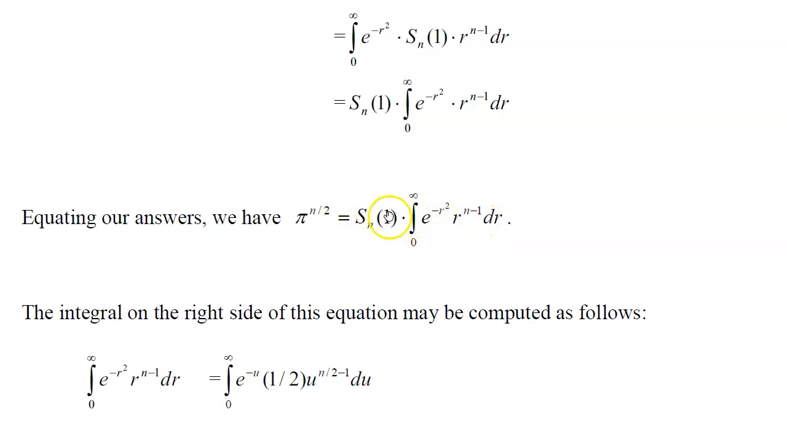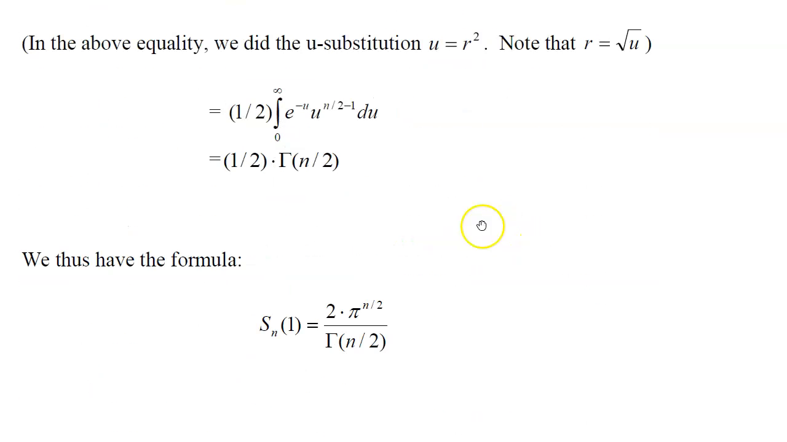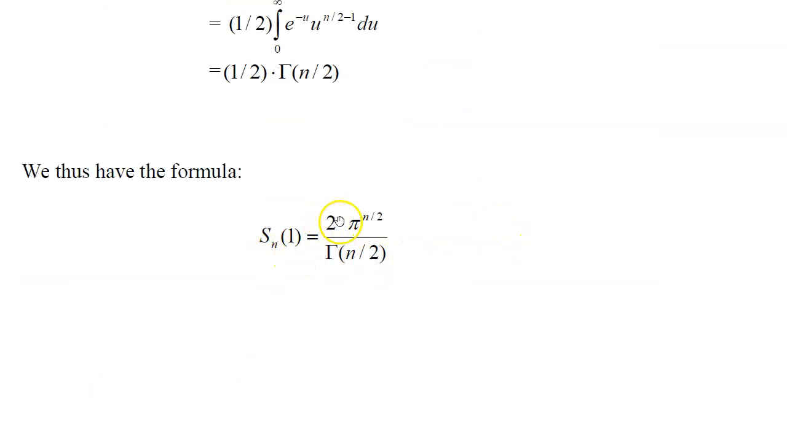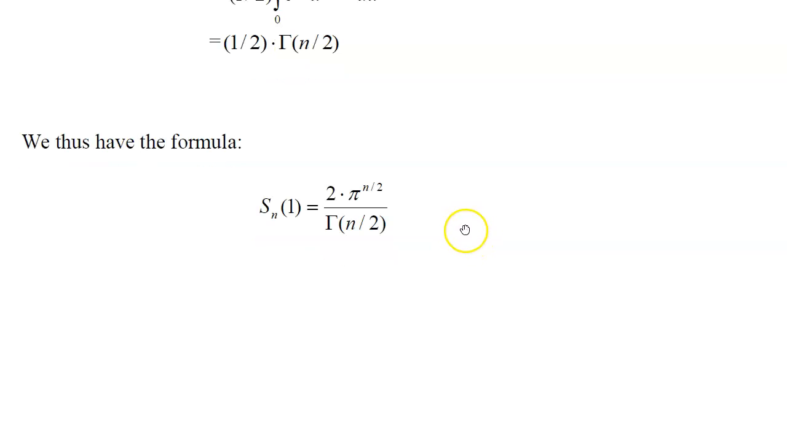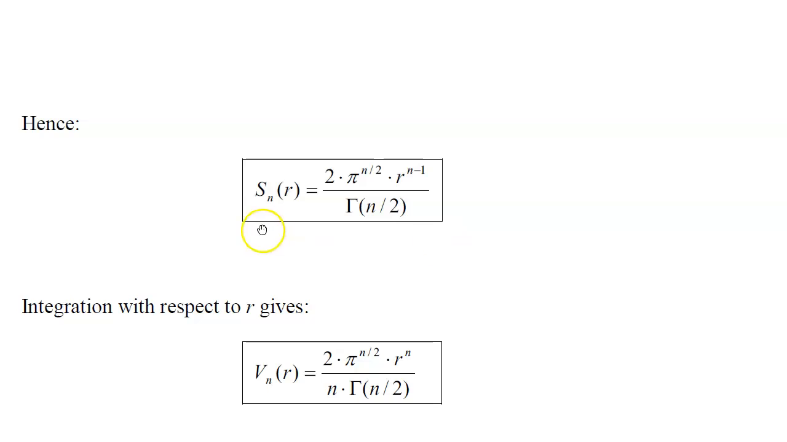So S sub n of 1 is pi to the n over 2 divided by that. I've just rewritten this. S sub n of 1 is now dividing by 1/2. It's like multiplying by 2. So we really had a 1/2 on the bottom, but it can become a 2 on the top: 2 pi to the n over 2 over gamma of n over 2. That's S sub n of 1. So we found our formula for S sub n of 1, and now S sub n of r is just that S sub n of 1 times r to the n minus 1. There's our formula for S sub n of r. That's what we've been looking for.